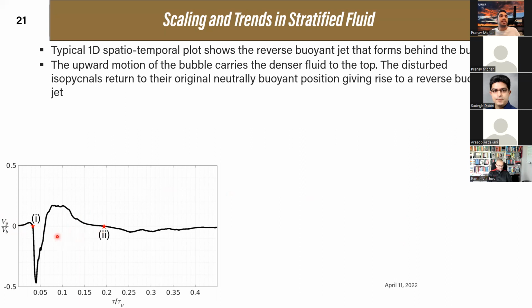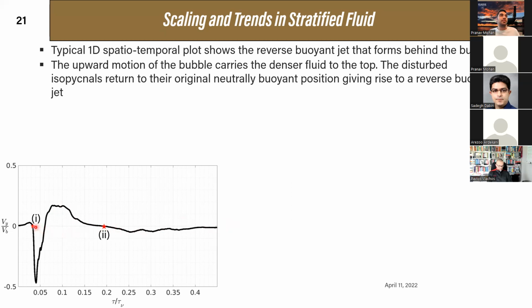When we plot the vertical velocity at the center of the field of view over time, we observe that initially the velocity is 0. Then there's a positive velocity because as the bubble comes up, it pushes the fluid around it. And then the velocity changes, and then it becomes positive. This positive velocity shows the vertical flow that the bubble creates.